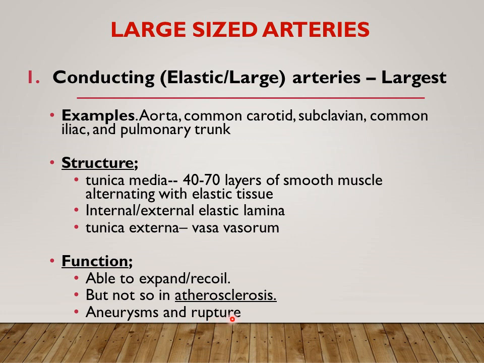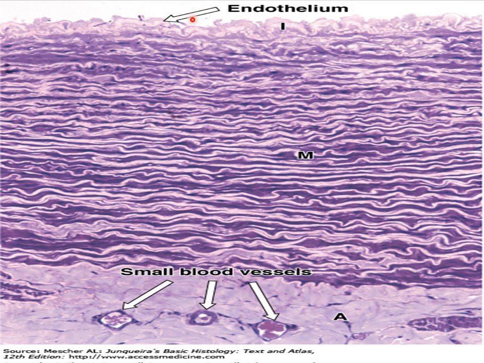Aneurysms are the abnormal dilatations and then rupture of the blood vessel, because these are receiving the blood at higher pressure. So here you can see very easily the endothelium, then the tunica media, which I have told you in the large size blood vessel is 40 to 70 layers, and there are alternating rows of the elastic tissue along with the smooth muscle fibers. And then here in the tunica adventitia there are these blood vessels which are present here. These are the vasa vasorum.